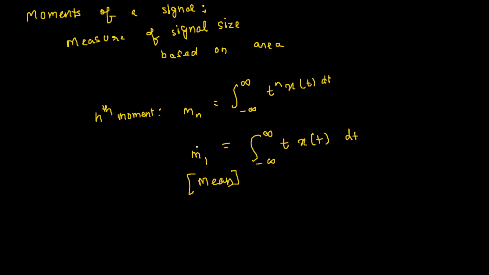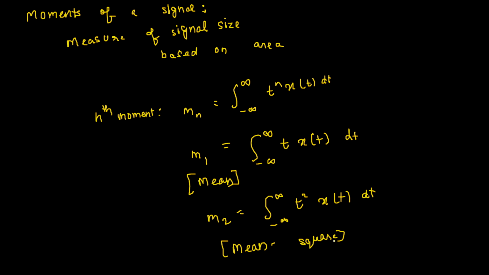So like I said, different moments give us different informations about the signal. So my m1 gives me mean. M2 would be minus infinity to infinity t square x of t dt, right? This gives me the mean square value of the given signal. So you just need to remember all of these terms because the questions do not ask you for first moment and second moment. They ask you for what is the mean of the signal and what is the mean square value of the signal.